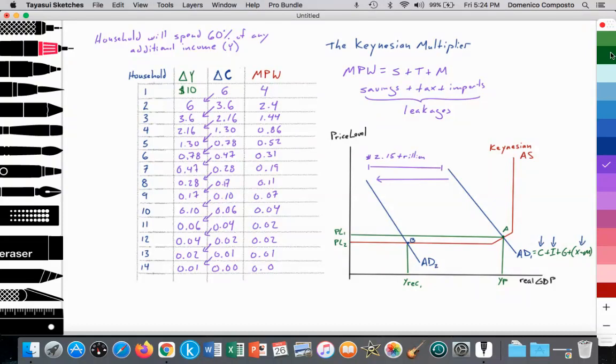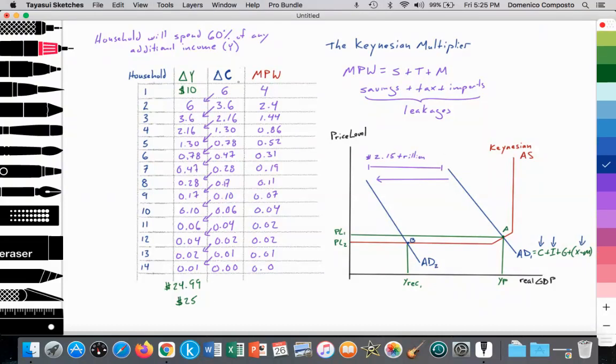So you get the idea. Now, let's take a look. If we total the change in income, and income is the same as GDP, if we add all these numbers up, $10, $6, and so forth, we're going to see at the bottom here that it is $24.99, essentially $25, because we've lost some fractional values because we rounded up.